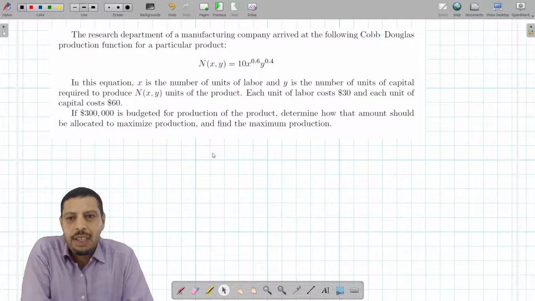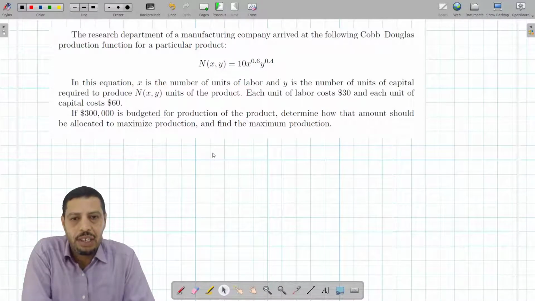Welcome to this new activity, which is about the Cobb-Douglas model. So here, we're gonna try to optimize the Cobb-Douglas function given some conditions, given some constraints. So it's a constrained optimization problem.